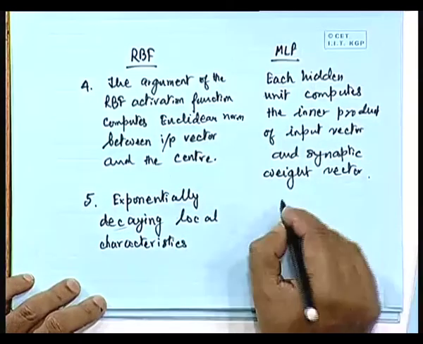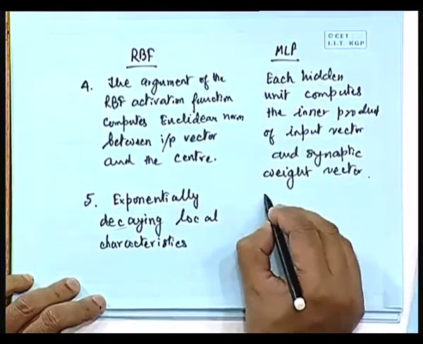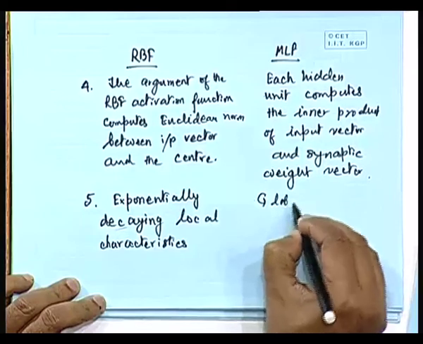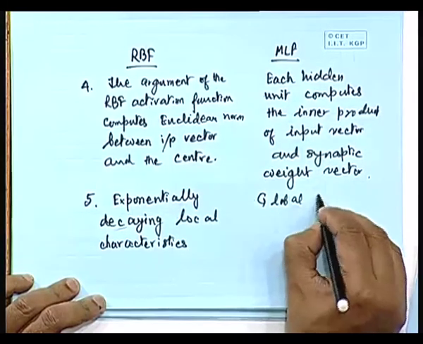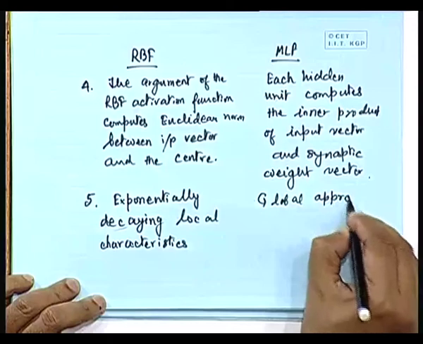Whereas, in the case of multi-layered perceptron, it is doing global approximation to nonlinear input output mapping.